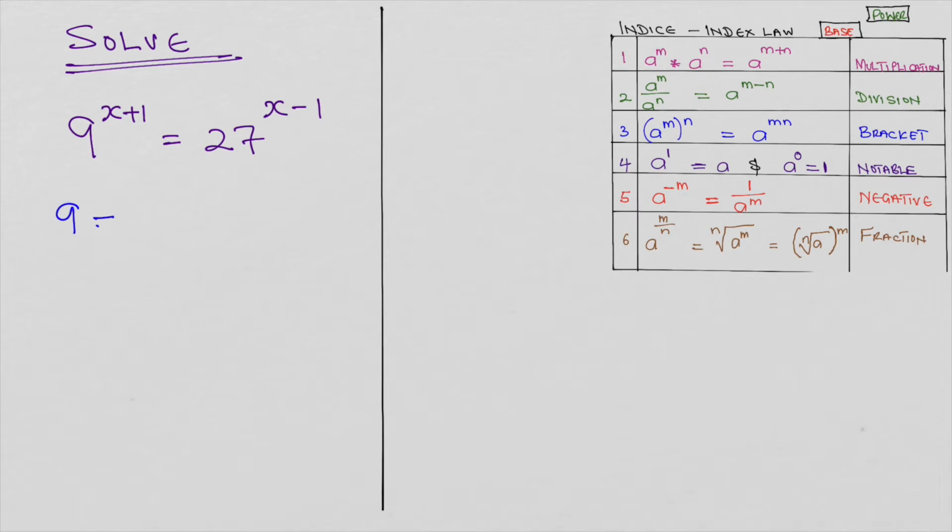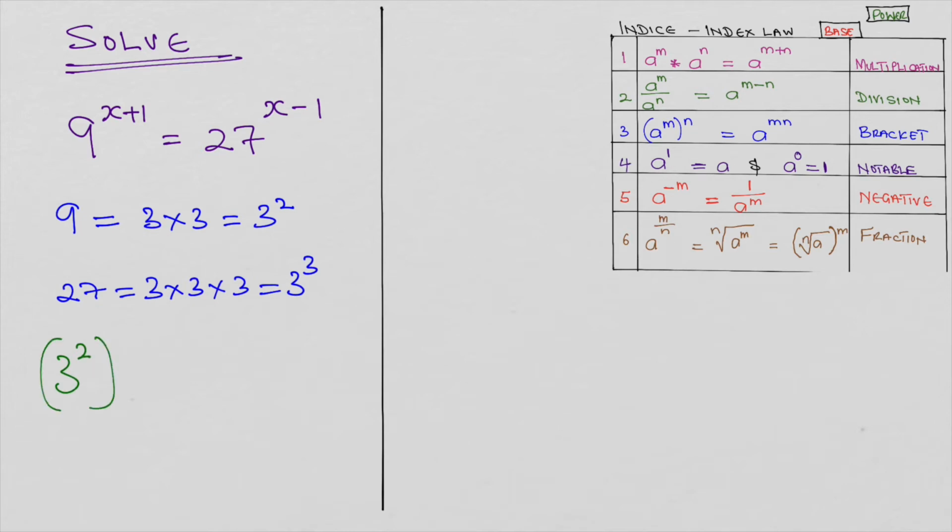So 9 will be 3 times 3, and that equals 3 to the power 2. 27 equals 3 times 3 times 3, and that equals 3 to the power 3. What we are going to do now is to replace 9 with 3 to the power 2 here, and 27 with 3 to the power 3 there. And then we get 3 to the power 2 all to the power x plus 1 equals 3 to the power 3 all to the power x minus 1.